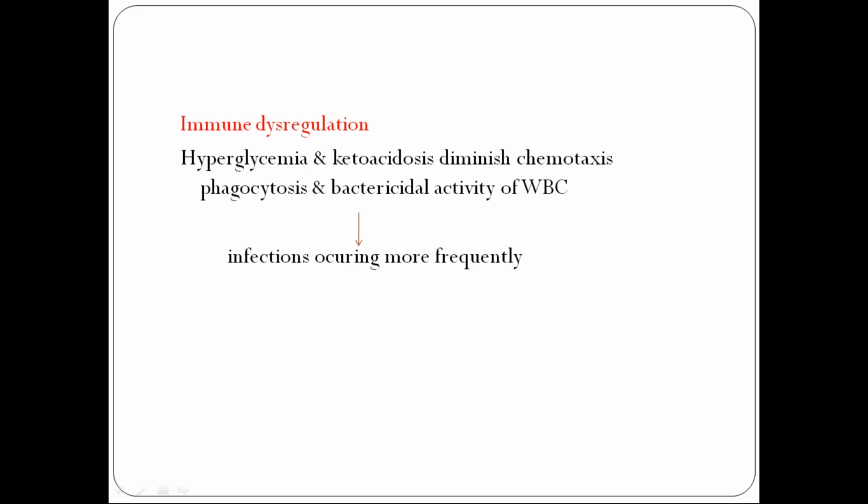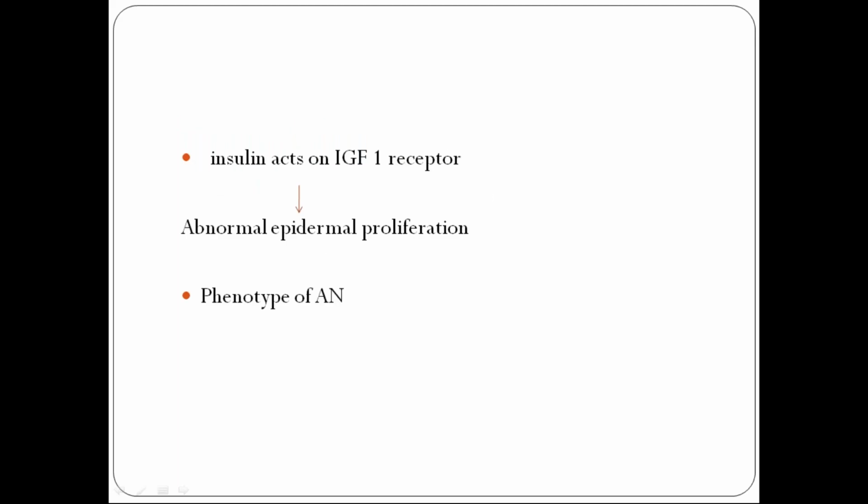Next is the immune dysregulation. First is the metabolic, the second is the immune dysregulation. This hyperglycemia and ketoacidosis will diminish chemotaxis, phagocytosis, and also the bactericidal activity of WBC. See, overall our immunity itself is getting compromised. So this will lead to the more frequent occurrence of infections.